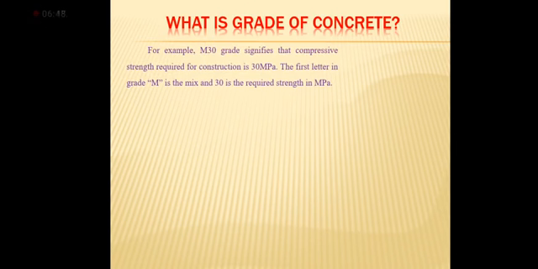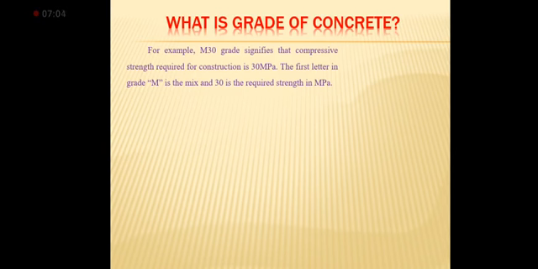In the previous slide we talked about grade of concrete, where everything has a name. Concrete is also given a name, that is called M20, M30, M40. So what is this M, what is this 20, what is this 30? Let's talk with an example.